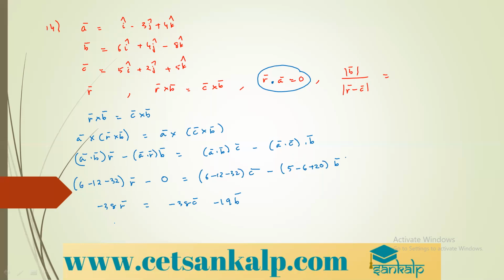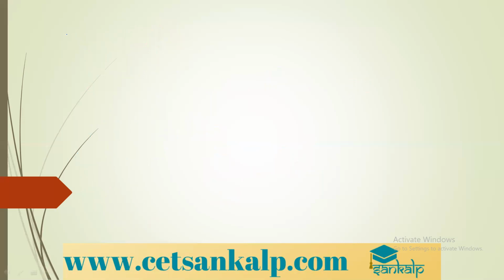Or if I take 38 common, I will have R minus C equal to 19B by 38... so the magnitude of B by the magnitude of R minus C will be equal to 38 by 19, that is 2, which is asked in the question.